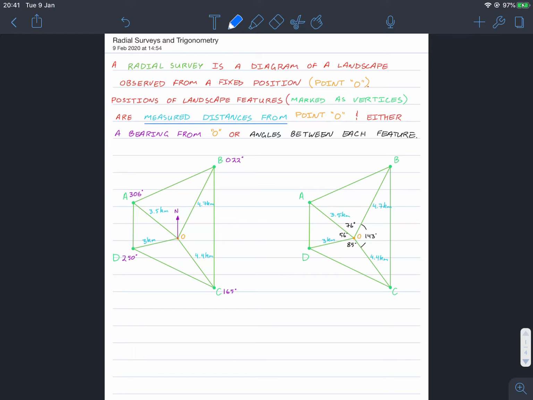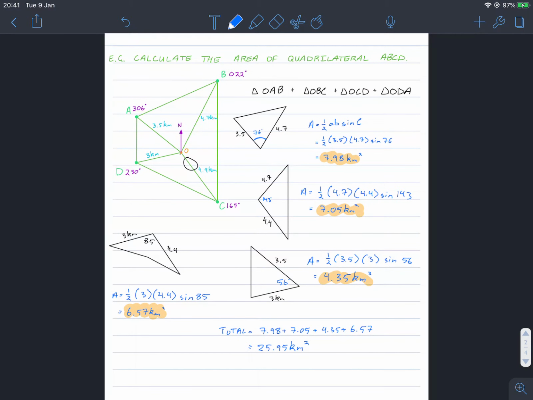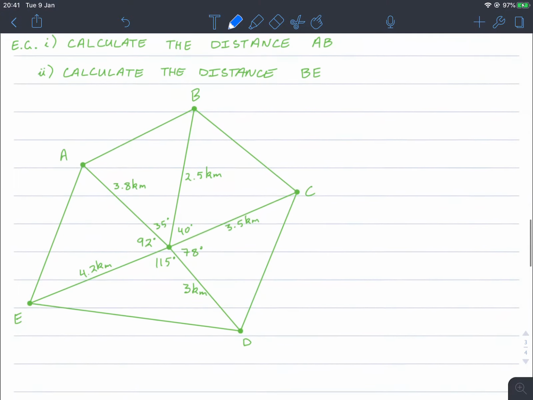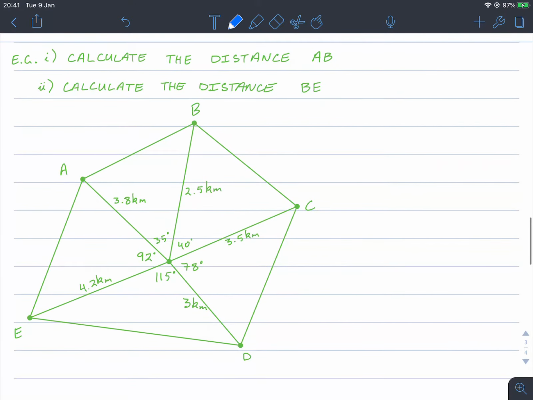In the previous video we looked at what radial surveys are. We went through one example on finding the area of the whole triangle by breaking it down into 4 individual triangles. And in this video we're going to apply some more trigonometry to some other radial surveys. So just 2 very quick examples here.